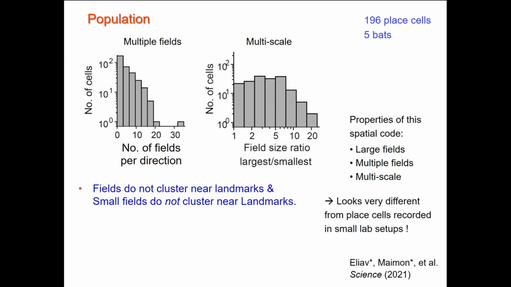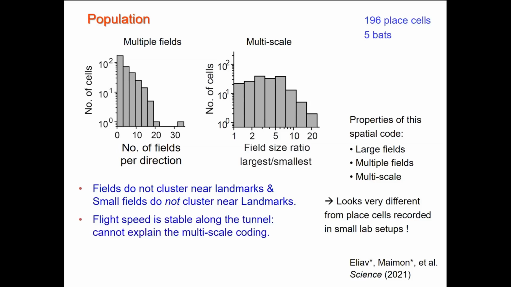And we had controls for many, many things. For example, you might wonder, maybe small place fields cluster near landmarks, and this is what creates this multi-field finding. So the answer is no, there's no clustering near the landmarks. We ruled that out. Flight speed cannot explain the results, because flight speed, in fact, was stable along the entire tunnel. So it's not like when I'm flying fast, the field is large. We also explicitly showed that this cannot explain the finding.